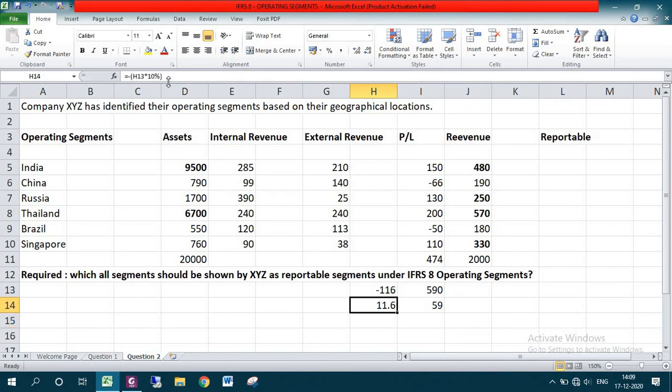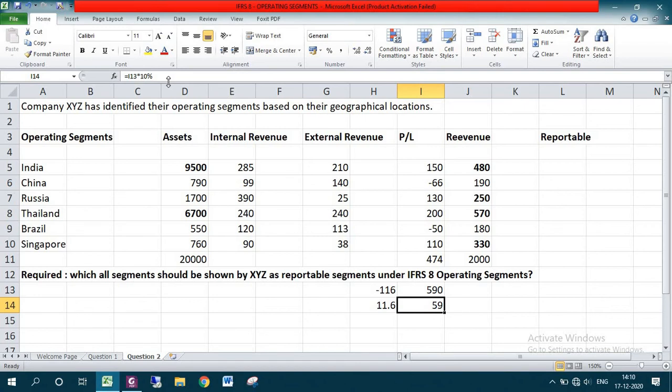So just consider it as 11.6 and 59. Now in both 59 and 11.6, which is higher? Remember, there is no minus, it's just 11.6 because we should take in absolute terms. So which one is greater, 11.6 or 59? 59 is greater, right? It is clear, 59 is greater than 11.6. So we took 59 because it is greater than 11.6, not because it is profit.